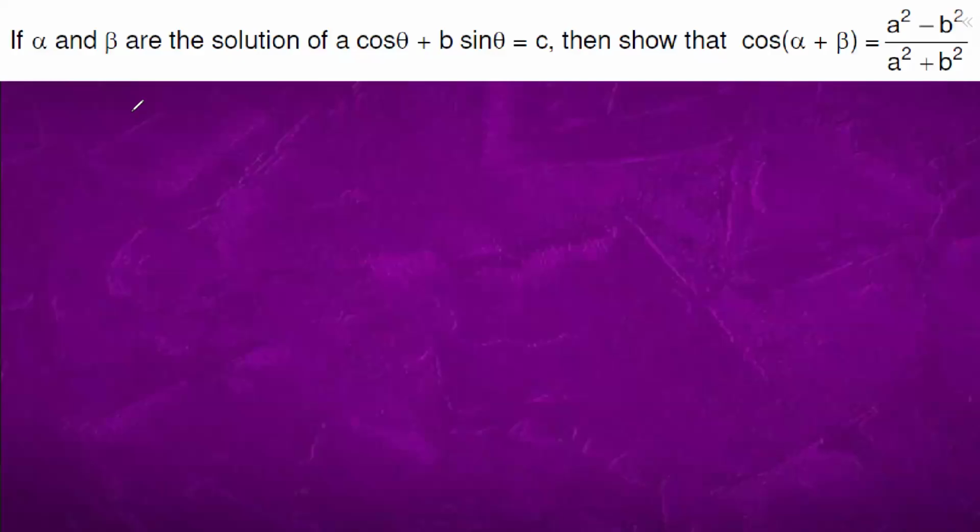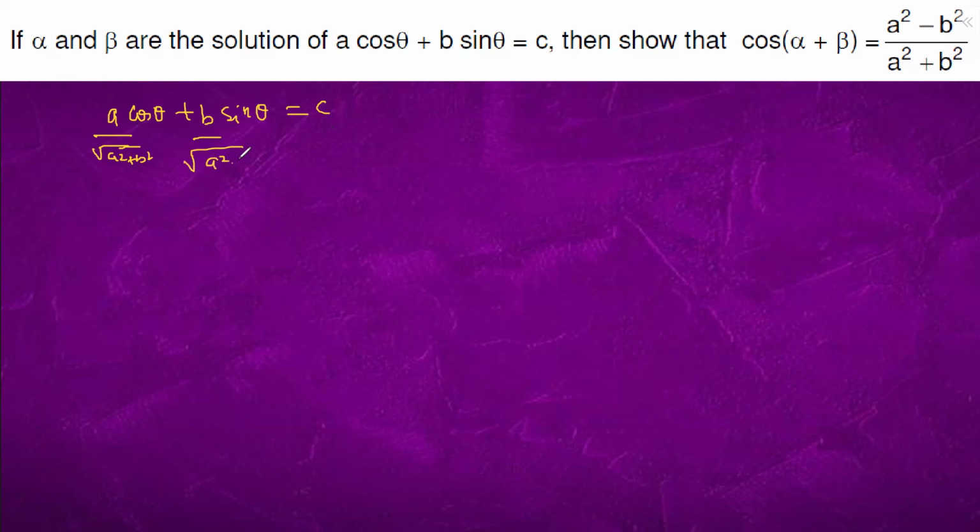So in this question, we have A cos theta plus B sin theta equals C. What will we do? We will divide by root under A square plus B square. This is C upon root under A square plus B square.